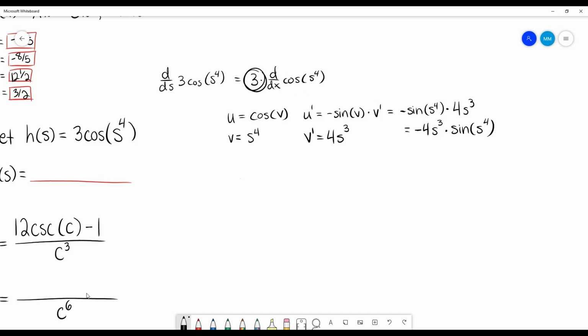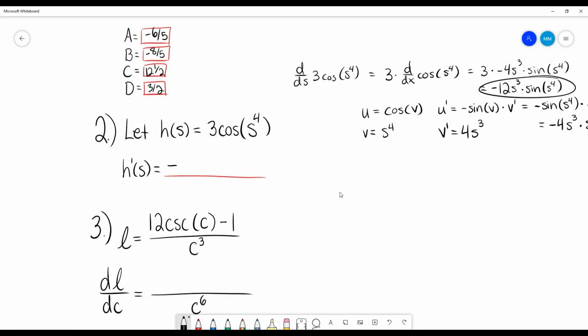And remember, we've got that 3 on the outside, so we have to remember to multiply all of this by 3. So it's going to be 3 times negative 4s cubed times sine of s to the fourth, or just negative 12s cubed sine of s to the fourth. There is our derivative, and I'm going to go ahead and write that right over here. Ta-da!